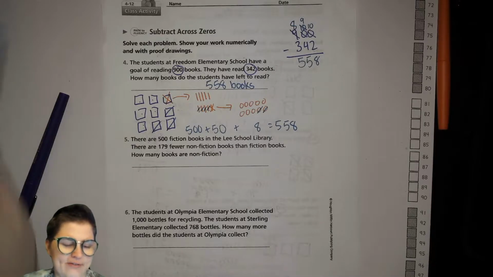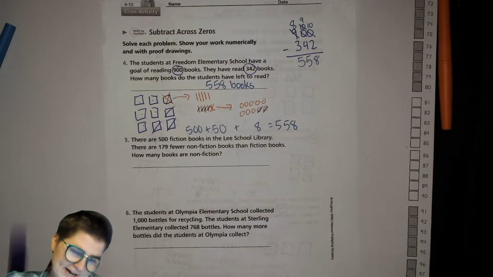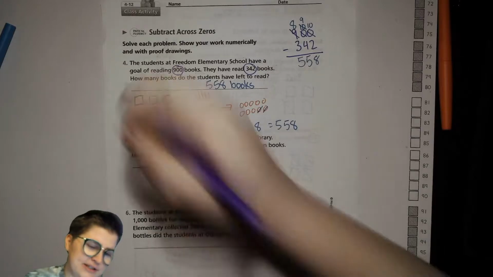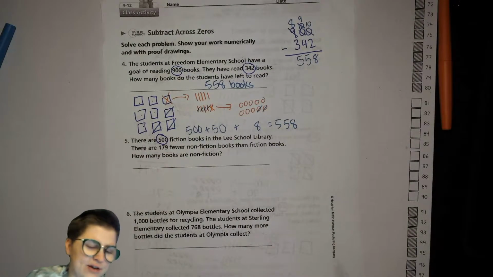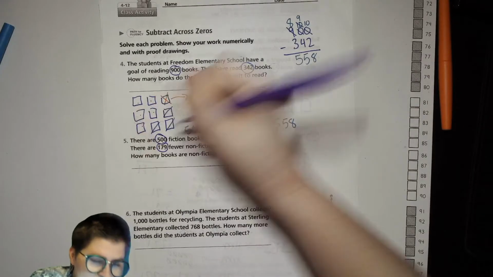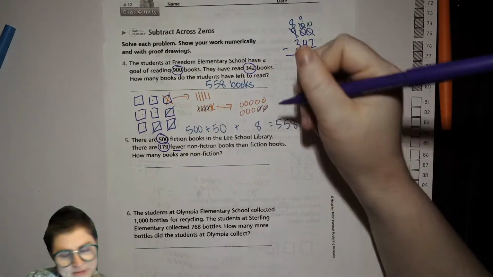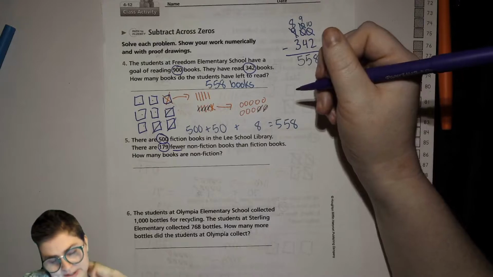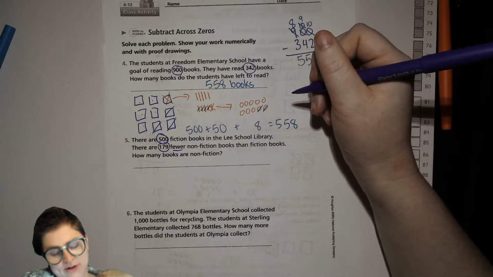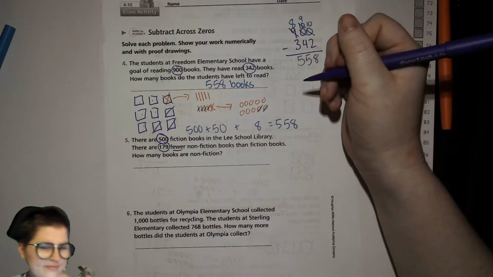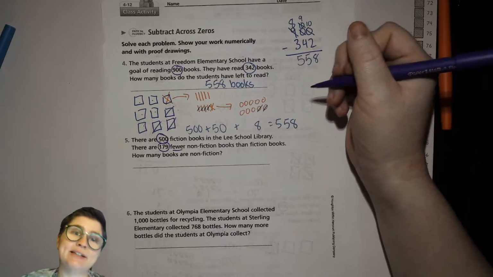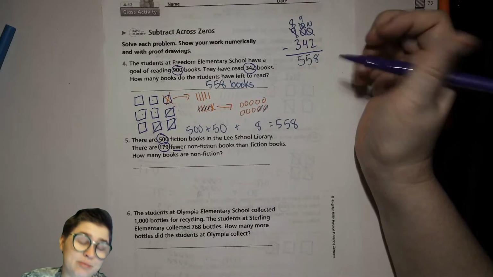Number 5. There are 500 fiction books in the Lee School Library. There are 179 fewer nonfiction books than fiction books. How many books are nonfiction? So, you might need to take a moment to process that.